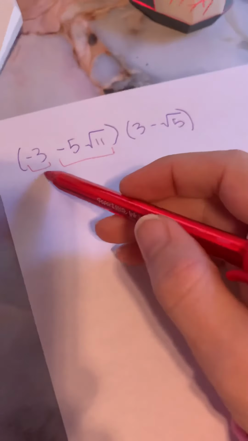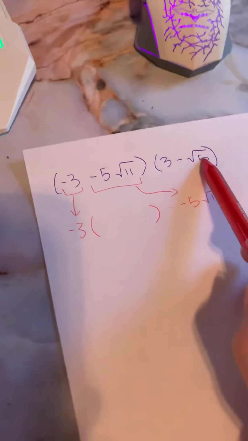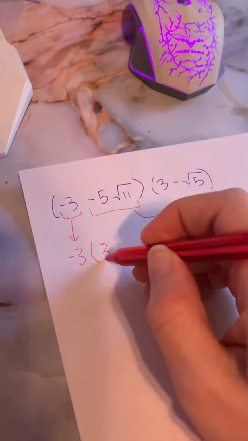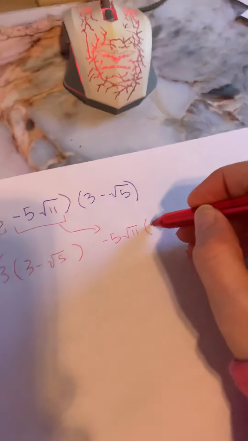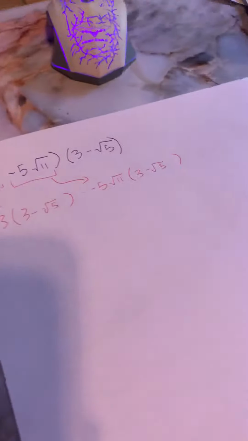I'm going to take the first thing, put -3 on the outside of that one, and then minus 5 root 11 on the outside of the second one. So you just take the first one and split it into two. This one you're just going to copy into both parentheses. So 3 minus square root of 5, 3 minus square root of 5. Now we've got two of this kind, which we already know how to do.